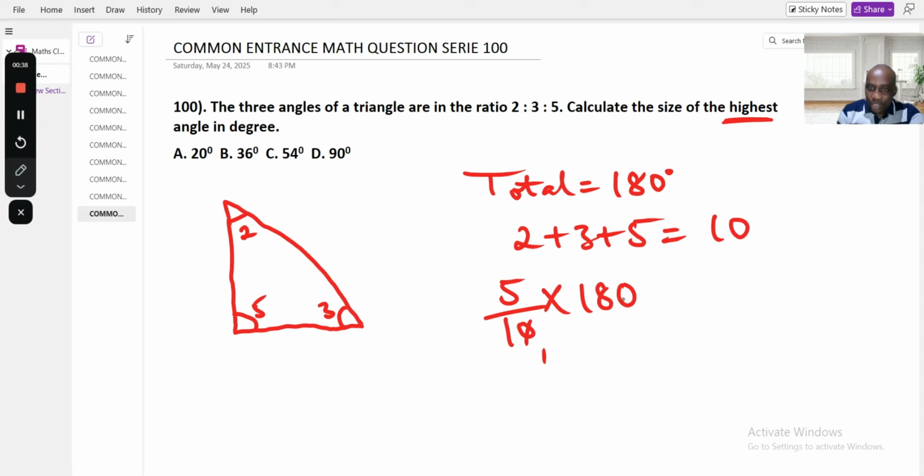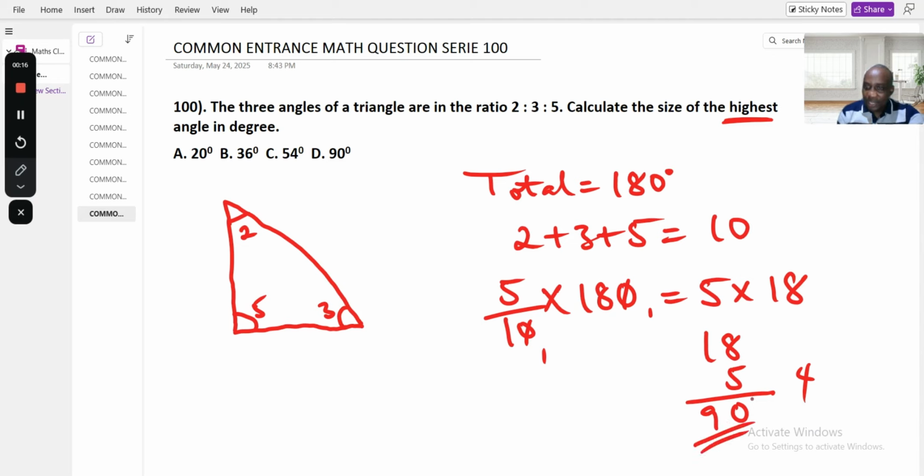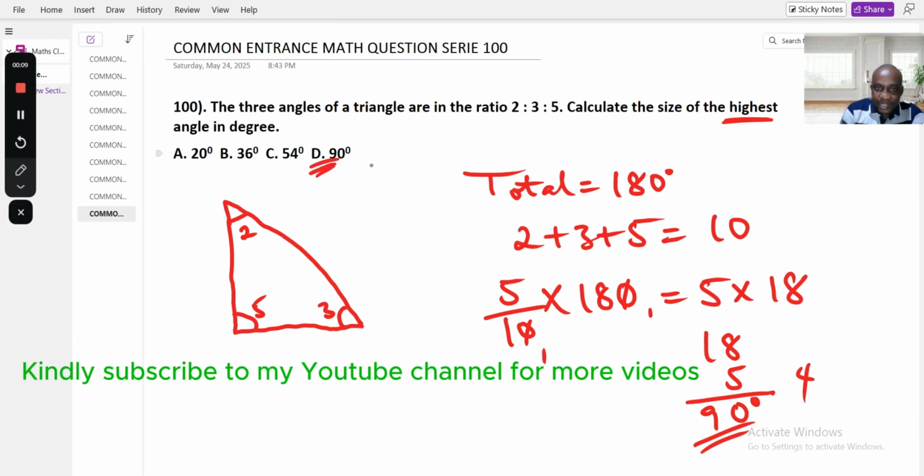0 cancels 0 here. What remains? We have only 5 multiplied by 18 left. Now say 18 multiplied by 5. 5 times 8, 40. Write 0, remainder 4. 5 times 1, 5 plus 4, 9. So 90. It means that the highest angle there is 90 degrees. Do we have 90 there? Yes, D. Our final answer is D.